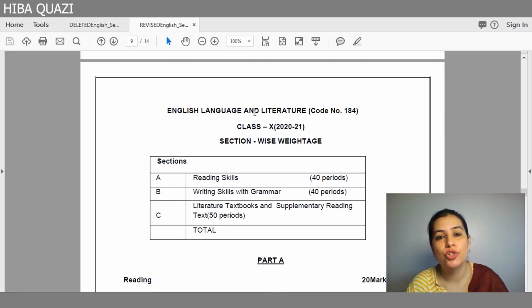So this is it, children, the revised curriculum for class 10, along with the deleted portion. I hope you have actually understood and grasped every bit of it.